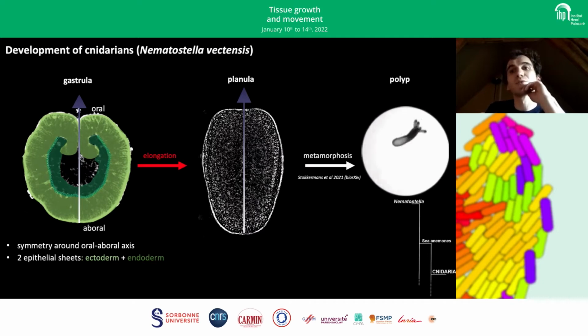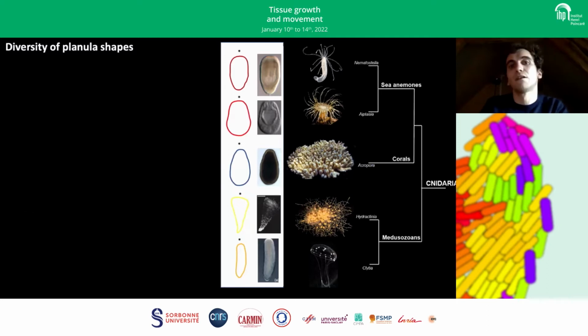Today I won't talk at all about this metamorphosis. What I'm interested in, and what I will discuss today, is this transition from a spherical gastrula to an elongated planula. And as you can see, the shapes of these planulae vary a lot across the phylogeny of cnidarians. These planulae can be more or less symmetric. They can be narrow on the aboral side, or wide, like in Aiptasia. They can be even more narrow on the aboral side, like in Hydractinia.